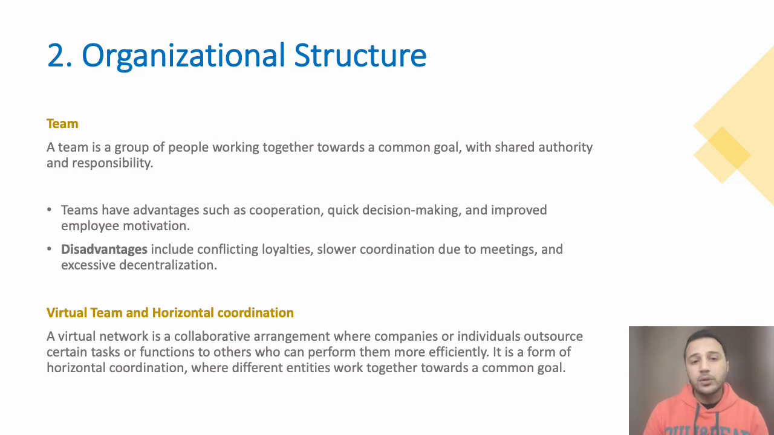Whereas horizontal coordination is where there is no hierarchy. I mean, there is no boss and subordinate, but there is a team which is being formed to fulfill a certain task. Maybe you ask three managers to come together and to work on one project. So it could be anything, or multiple organizations can come.